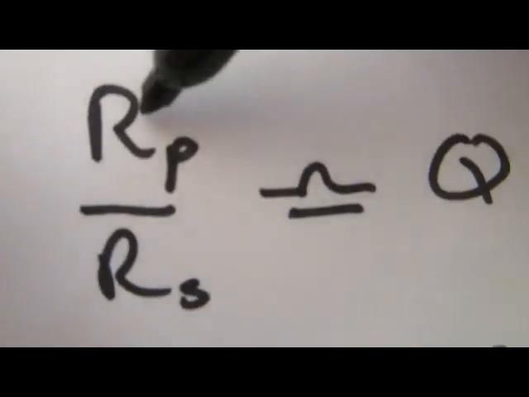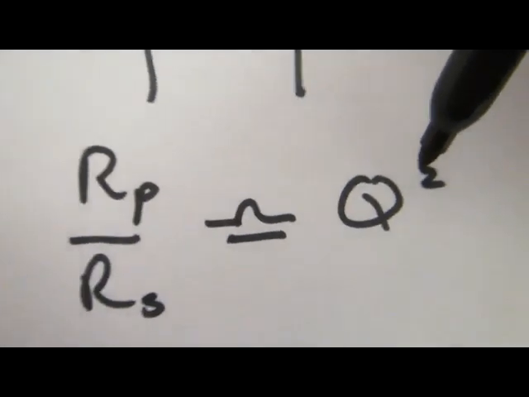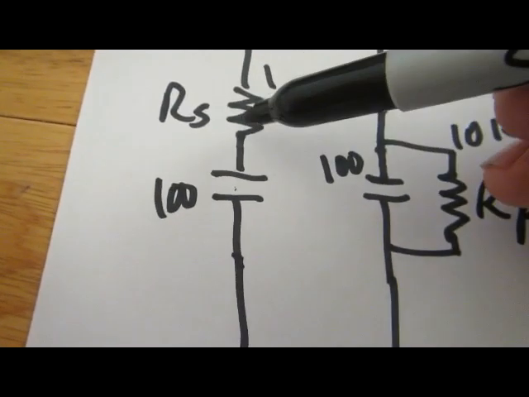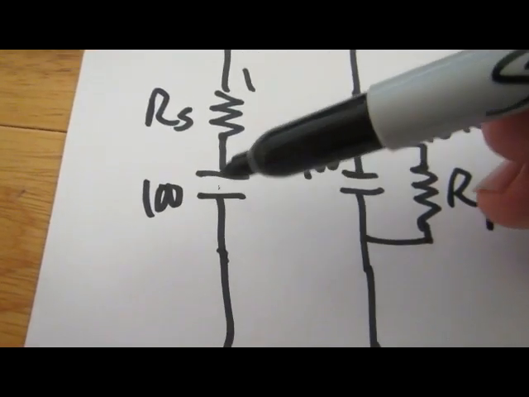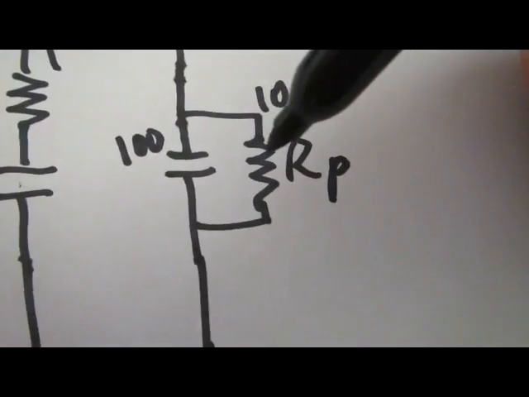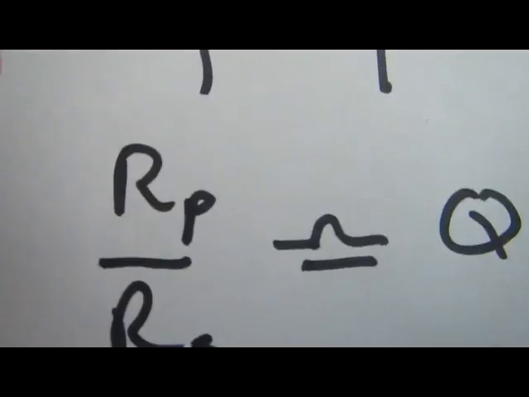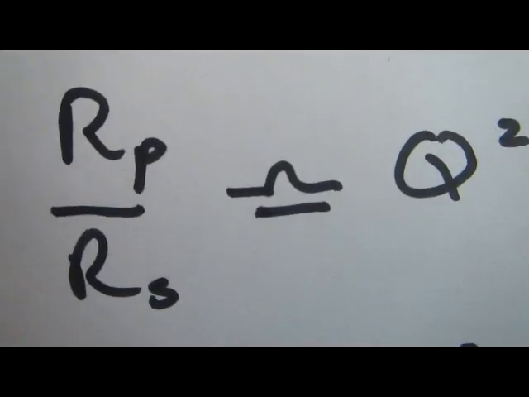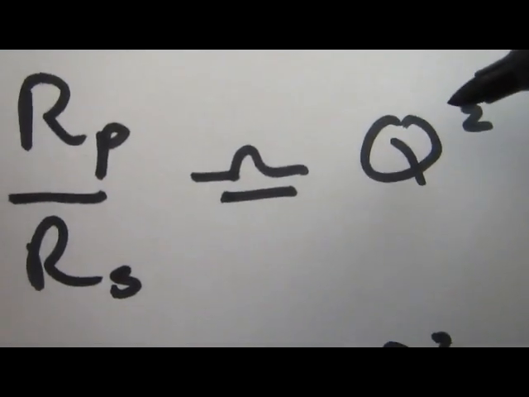The parallel resistor over the series resistor is approximately equal to Q squared. Now remember I said that Q is the ratio of these 2. It's the ratio of X to R. X reactance over R is 100, that's the Q. Here, R over X is the Q. So this is the simple way. Parallel over series is Q squared. For most ATU and network designing, especially doing mental arithmetic, that's good enough.